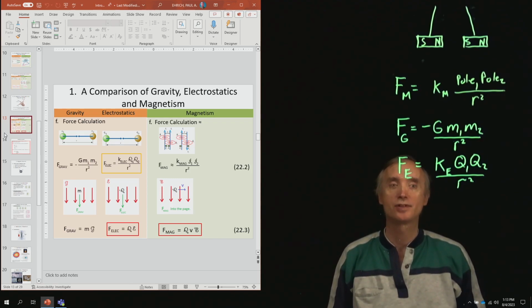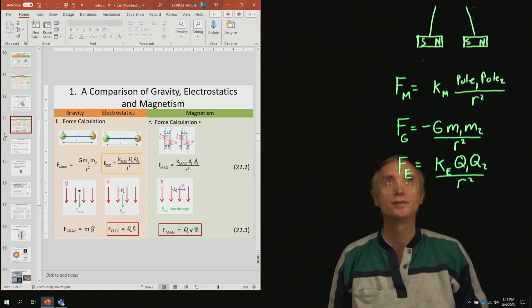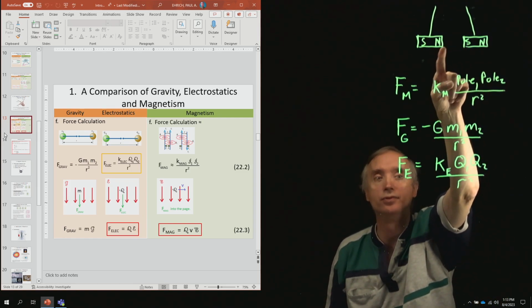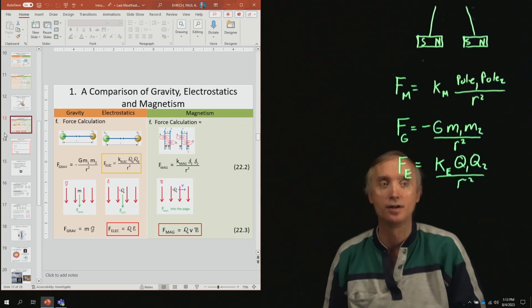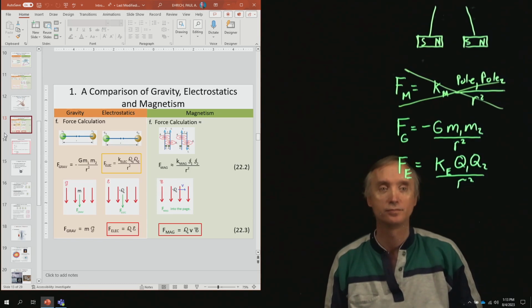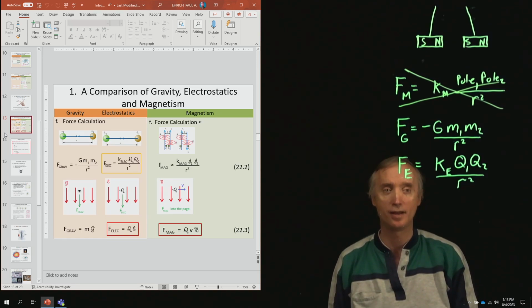Well, it wasn't a very successful formula because it's almost impossible to figure out what's the magnitude of these poles here. So this formula is never, ever, ever used. So let that one drain out of your head. It was a good try, but it didn't work.